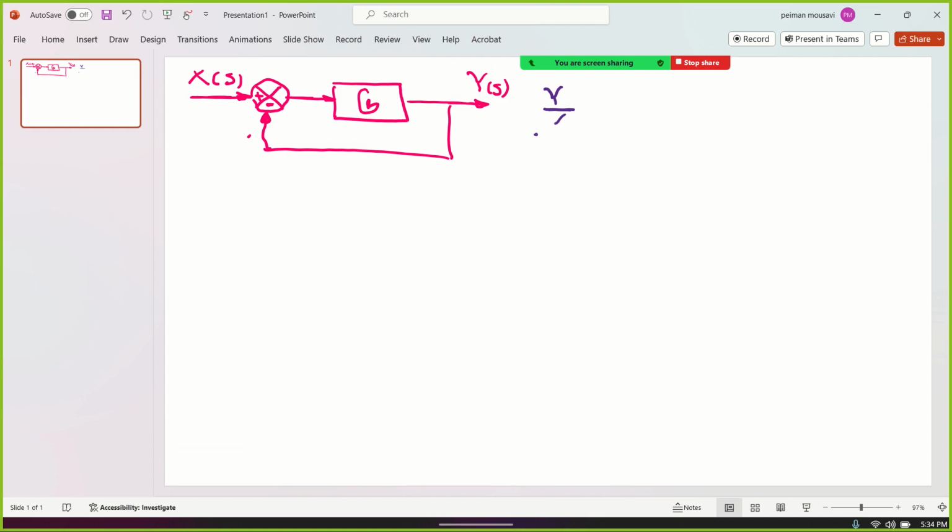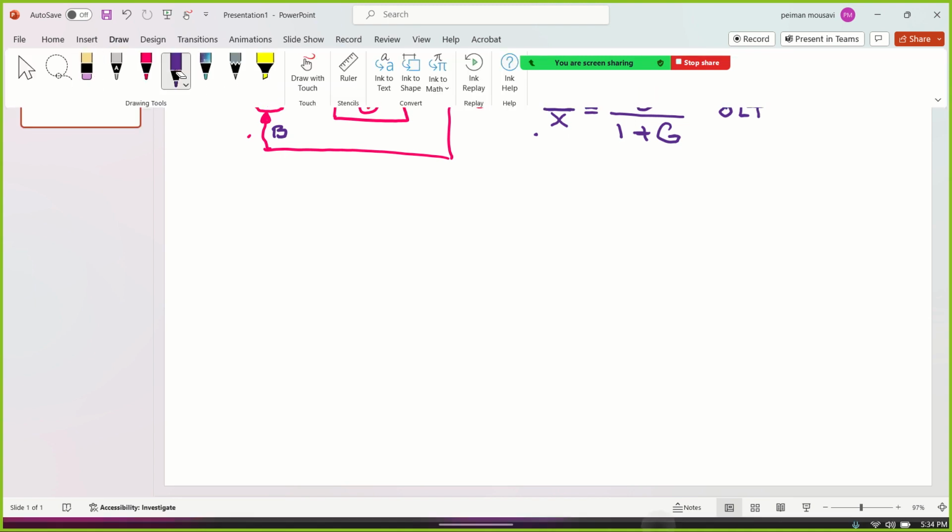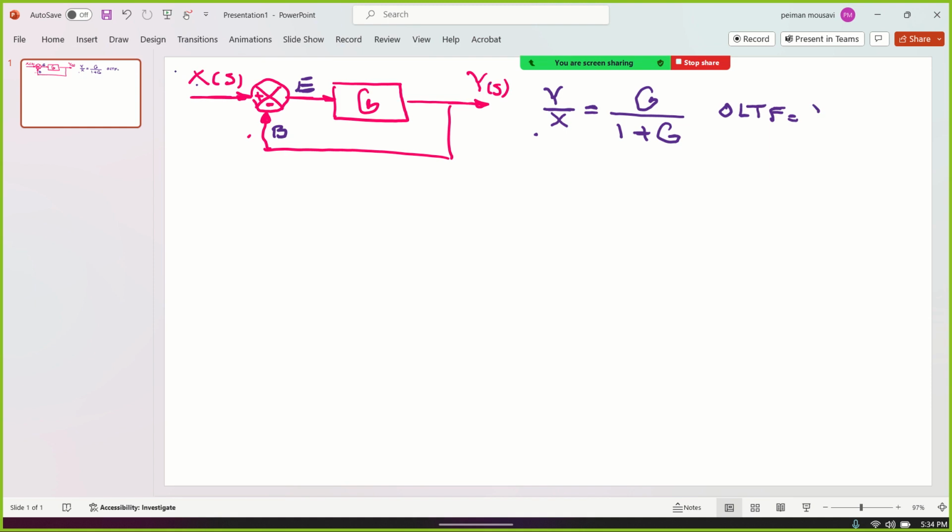That the closed loop transfer function is defined as output over desirable input. This is the definition. For unity feedback it is G over 1 plus G. And if I name it B, and this is the error signal, obviously. The open loop transfer function we defined as B over E, right? So this is the closed loop transfer function. These are definitions of linear control systems.